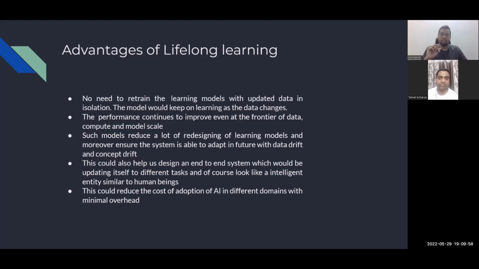That's very important, actually. This could help us bring an end-to-end solution from wherever you have a requirement analysis till where you have deployed, for lifelong learning. That would give you an end-to-end system design, which would be updating itself to different tasks, and of course look like an intelligent entity similar to human beings. I will not still say it is a complete agent, but it's a very important step we have today. And this could reduce the cost of adoption.